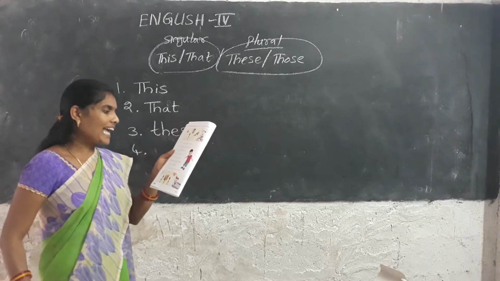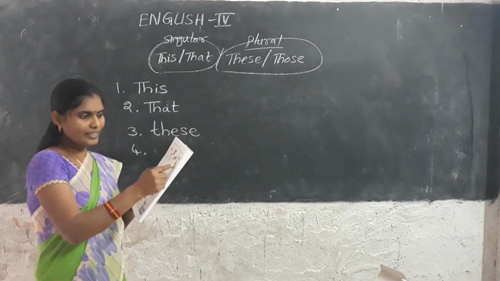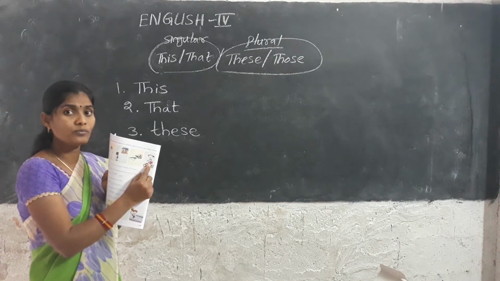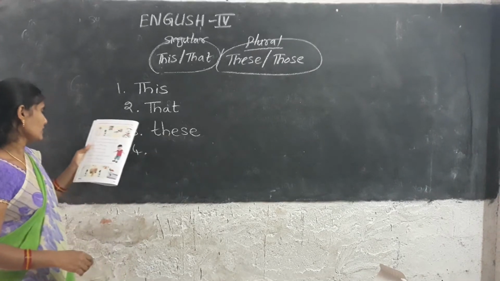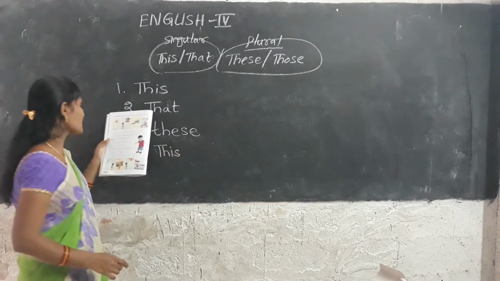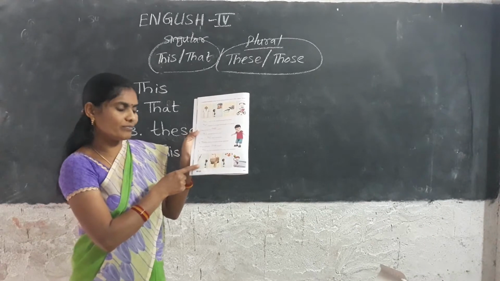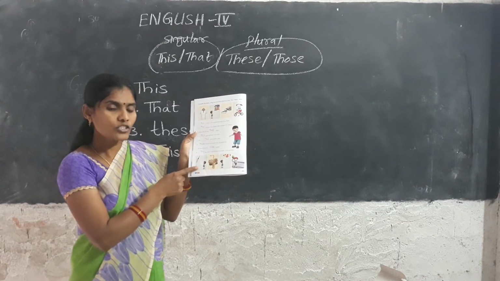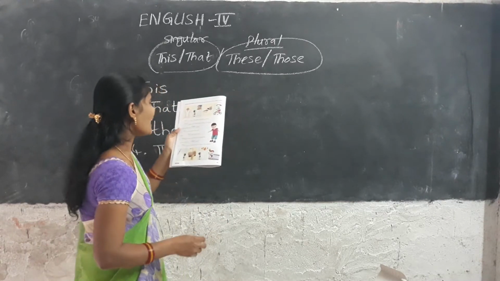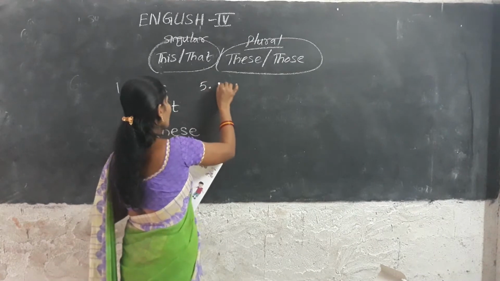Next. Dash purse belongs to my sister. Here is the purse. The purse is near. So we have to use this. This purse belongs to my sister. Next. The bat is looking far away now. Yes. So we have to use that. That bat of mine is new.